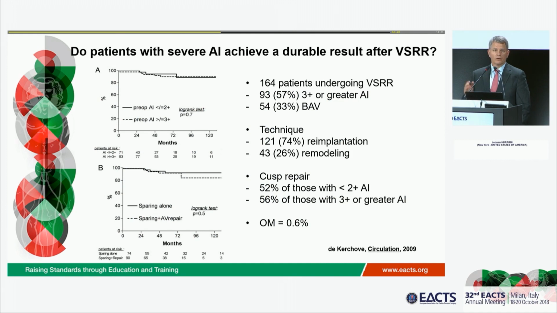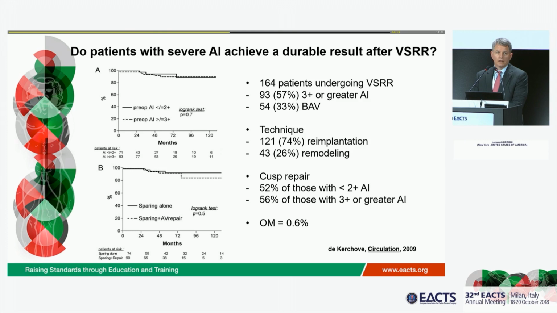Now, as we go into the expanded indications, there's a lot of data out there, much of it with smaller numbers, but we have some data that I think makes sense and probably is very applicable to most practices. The question is, do patients with severe aortic insufficiency achieve a durable result after valve-sparing root replacement?